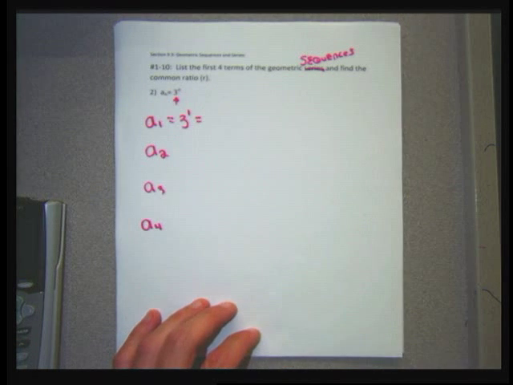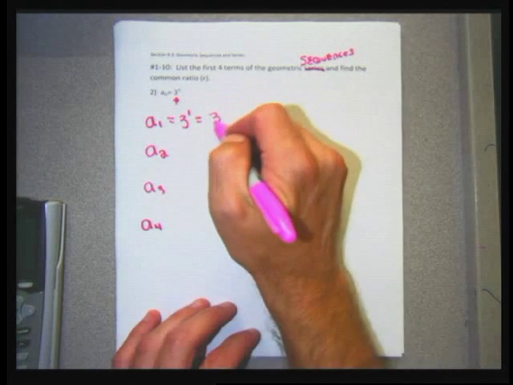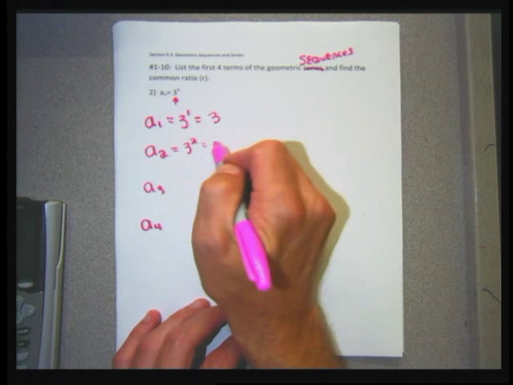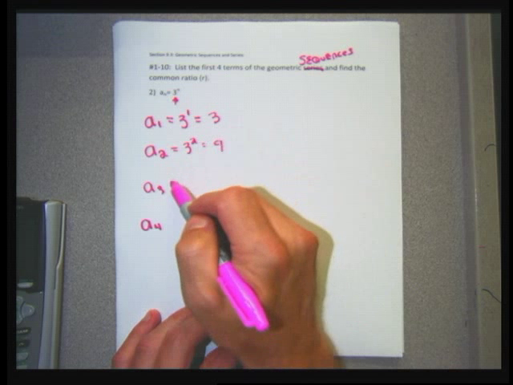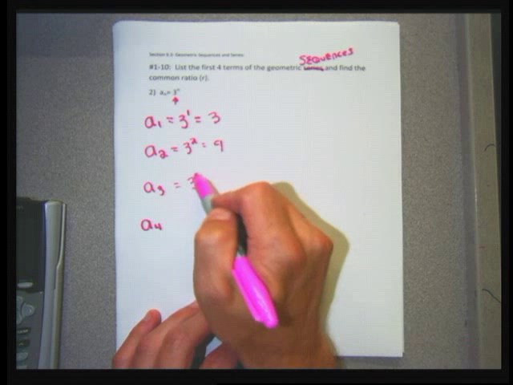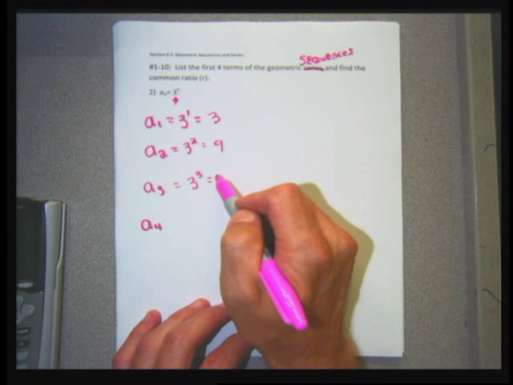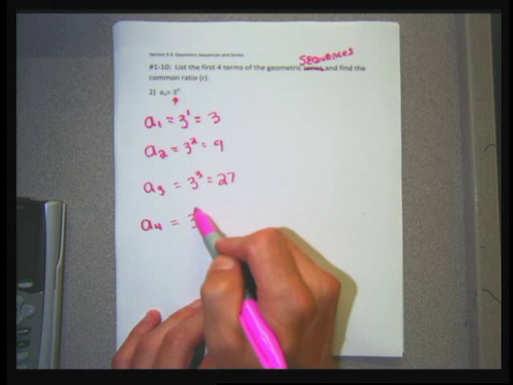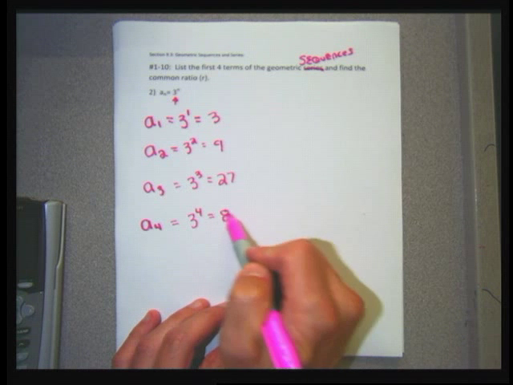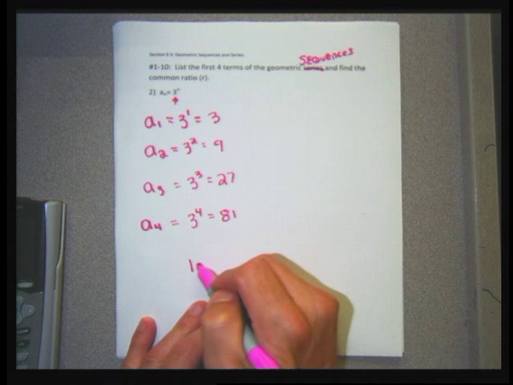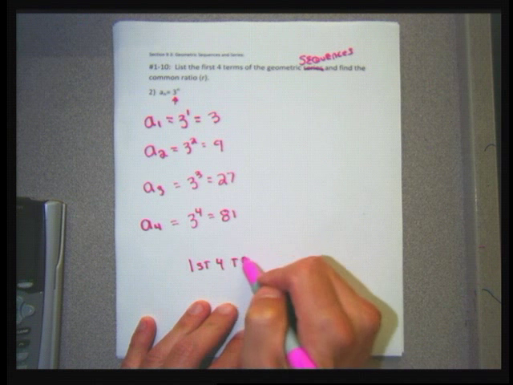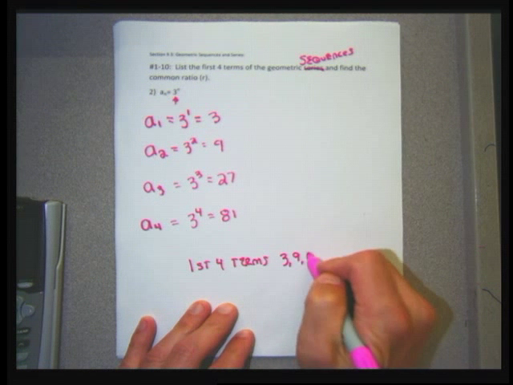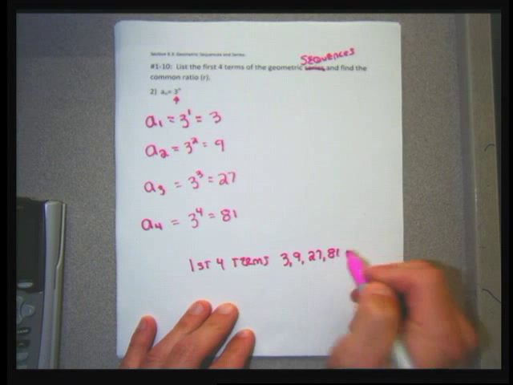So a sub 1 is going to be 3 to the first power, which is 3. A sub 2 is going to be 3 to the second power, which is 9. A sub 3 is going to be 3 to the third power. I know that without a calculator to be 27, but you might need to pull your calculator out. And a sub 4 is 3 to the fourth power, which is 81. So the first 4 terms in this particular geometric sequence are 3, 9, 27, and 81.